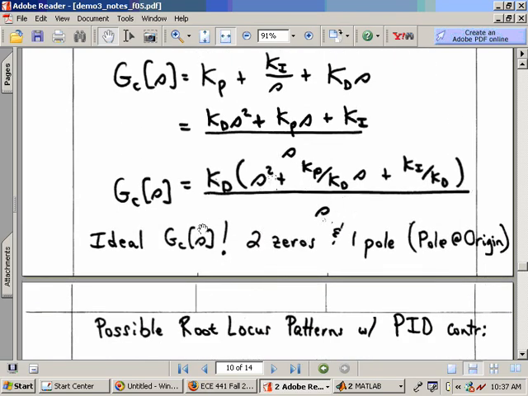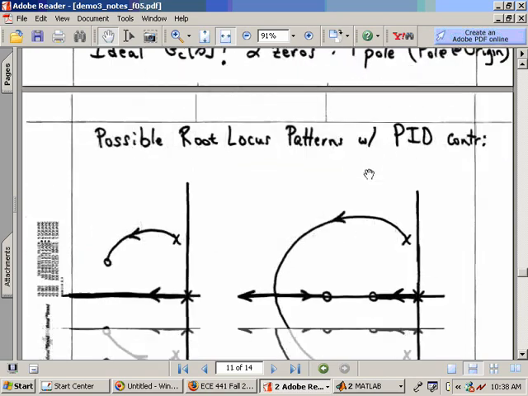Now, the PID controller is an ideal controller. It's contributing 2 zeros and 1 pole. The 1 pole is fixed, it's at the origin, and our 2 zeros are what we have the ability to adjust or select, and then we can adjust the gain of that overall controller.